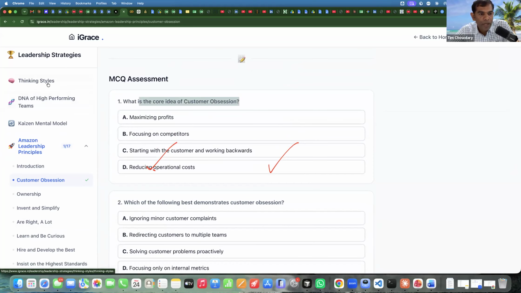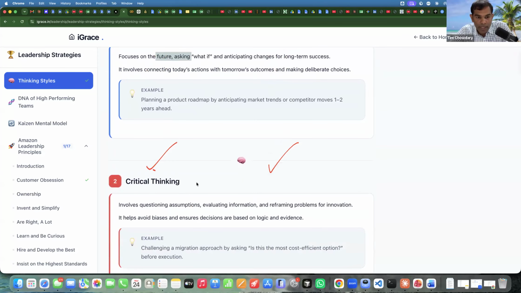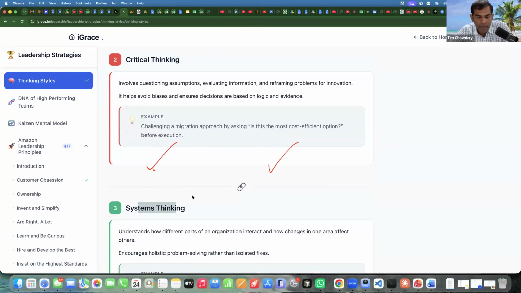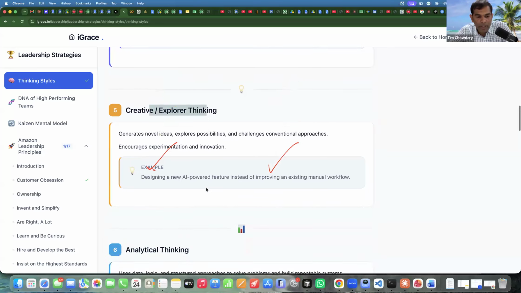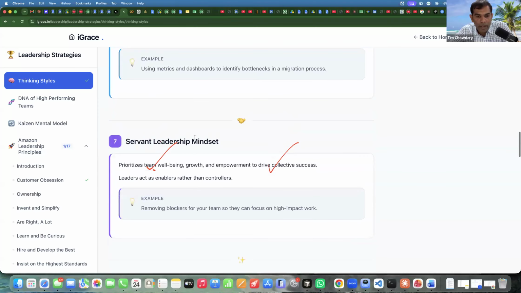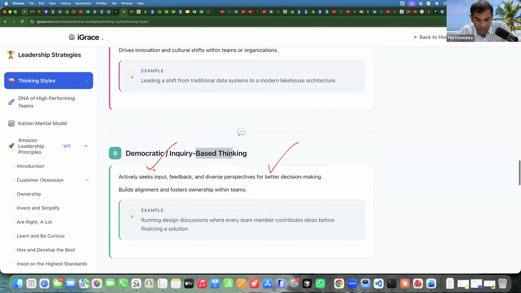And more importantly, this thinking styles topic is very important. What is strategic thinking? It is very important in every world. See, if AI is writing a lot of code for us, customers expect beyond coding. How you think, what do you mean by strategic thinking? What is critical thinking? What is systems thinking? What is expert thinking? What is creative thinking? What is analytical thinking? This is different. It is more on leadership, but of course, inquiry based thinking.